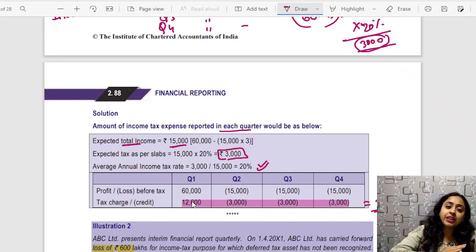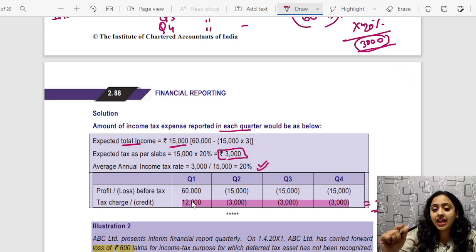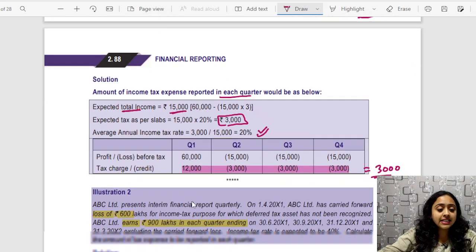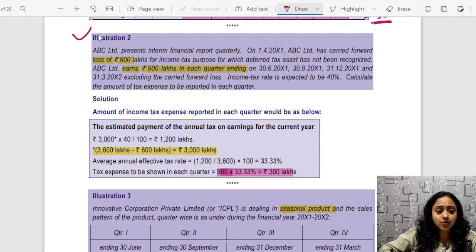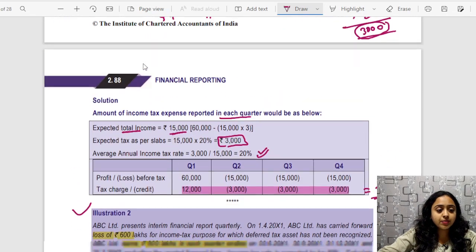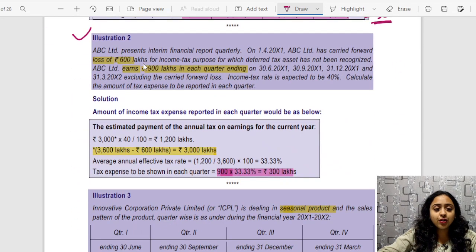So particularly for interim statements, you have to take out an average estimated effective rate and calculate it in this way. And for exam purposes, revise this solution as many times as possible, because the same question might come. Next, the pattern remains the same, the figures might change. Question number 2, illustration number 2, page number 2.88. Are you able to catch up with me?